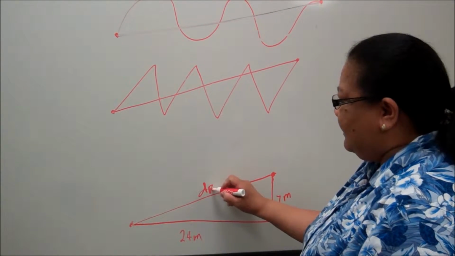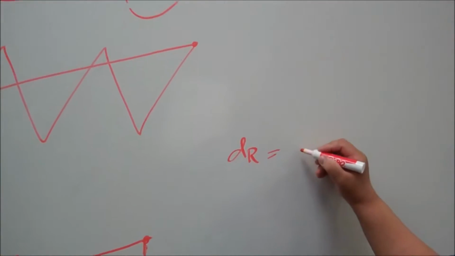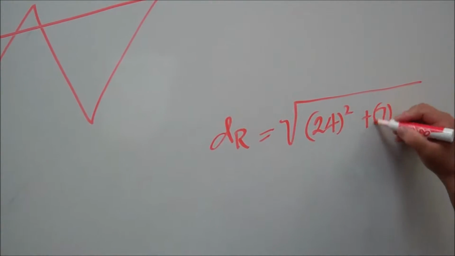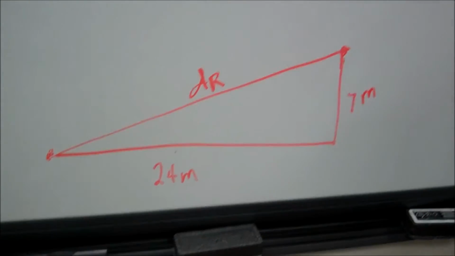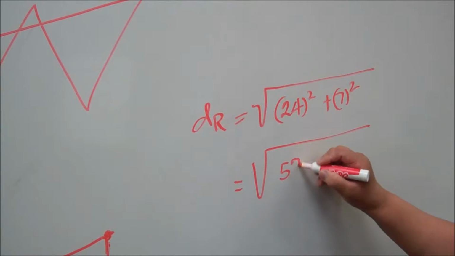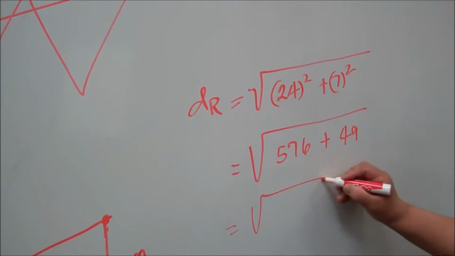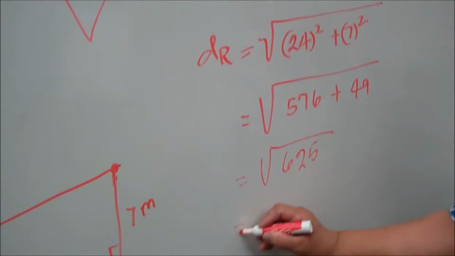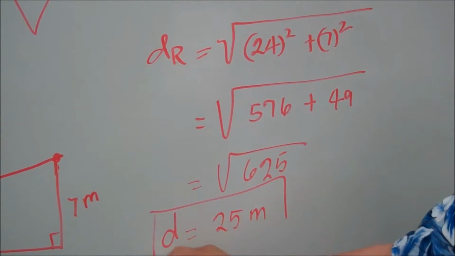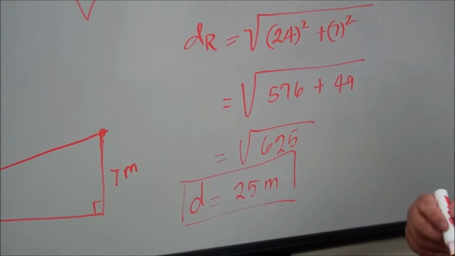By using the Pythagorean theorem. So it says here, d sub r is equal to the square root of 24 squared plus 7 squared, which means the squares of the legs of the right triangle. So 24 squared is 576 plus 49, which is equal to the square root of 625, which is equal to 25 meters. So the shortest distance between these 2 points is what we call displacement, and it is equal to 25 meters.